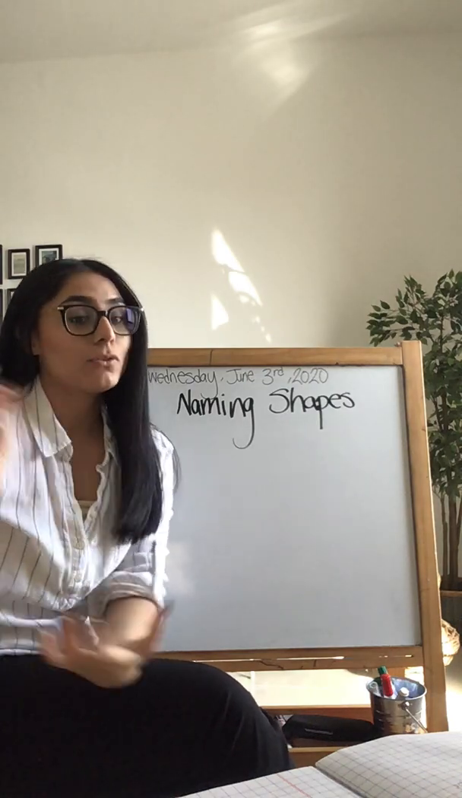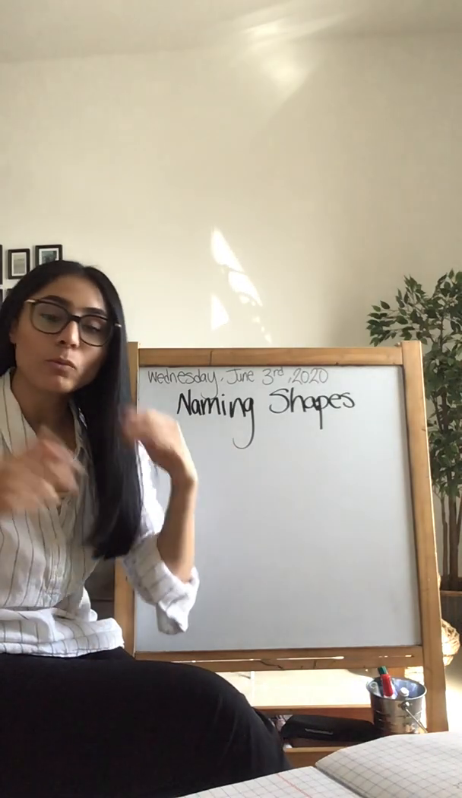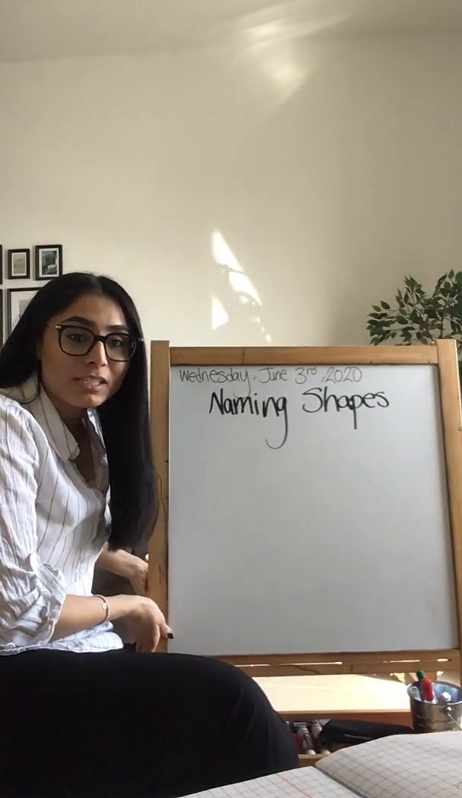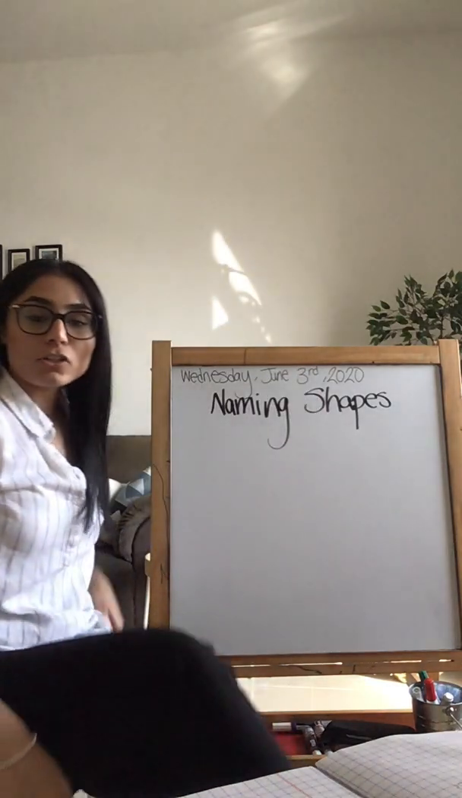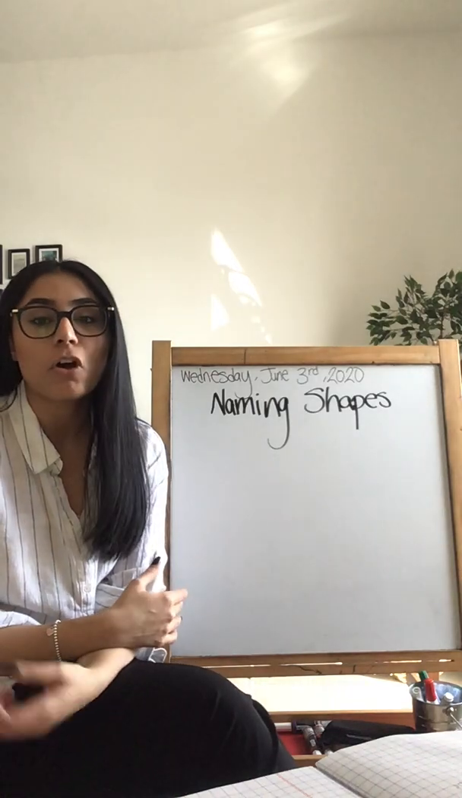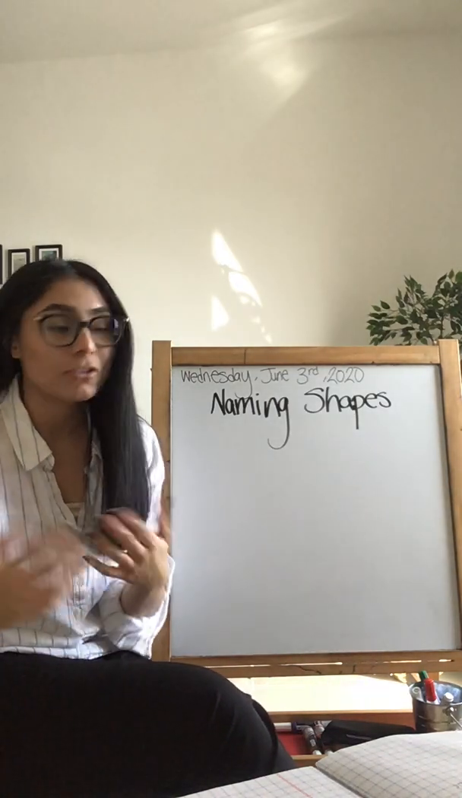Hopefully you had a chance to finish the lessons from yesterday and you had a nice little warm-up of geometry and looking at shapes and sizes and faces and vertices. Today we're going to continue our discussion on different types of shapes. Today we're going to be naming our shapes based on how many sides there are, and then being able to look at a shape and name it. So two different things today.